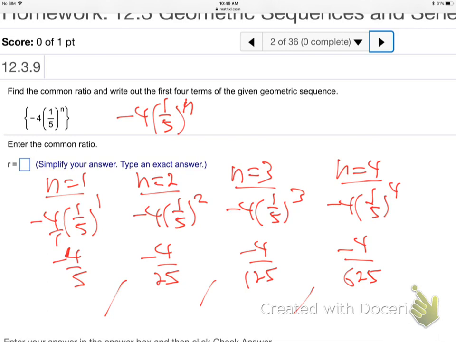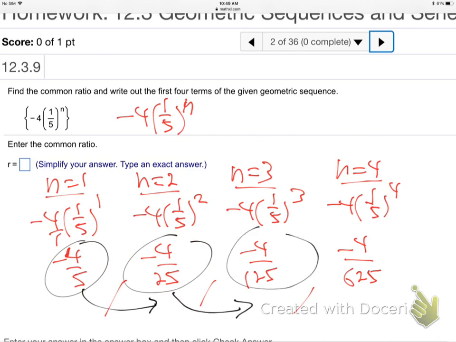What's being done from term to term? 1 over 5 to a power. So how does this become that? And how does this one become that one? And etc. What's being done every time? Well, it's multiplied by 1/5. It's multiplying by 1/5, isn't it? Right? Because the only thing that changes is the bottom, times 5. So it's going times 1/5. Do you see that?